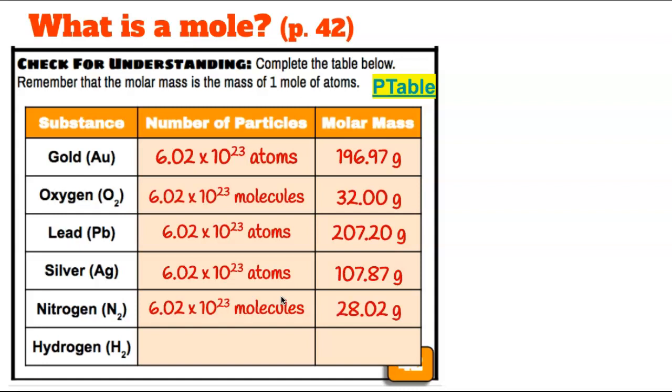And then hydrogen, again, the number of molecules in the mole is the same, 6.02 times 10 to the 23rd, but the mass is only 2.02 grams.